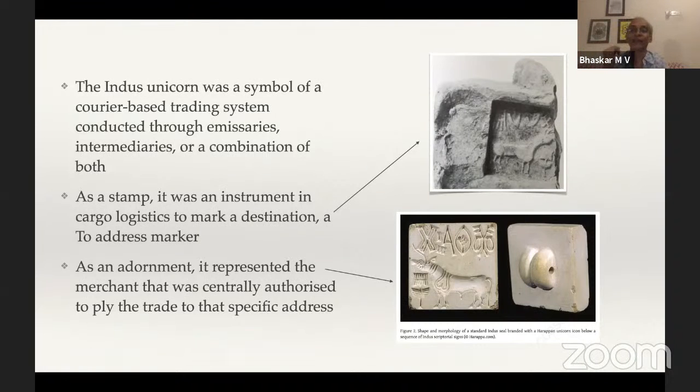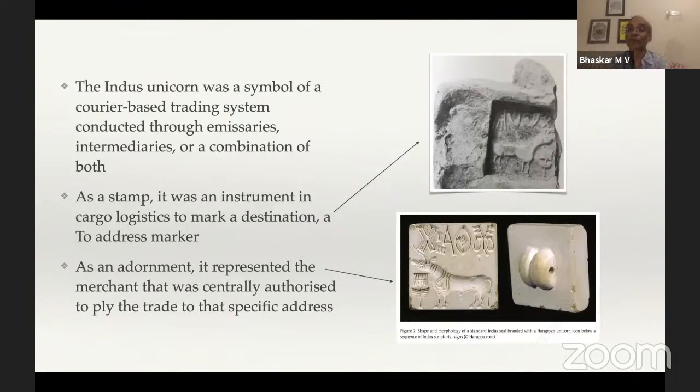So they pictorially represent the destination, Uruk or any destination X, with an animal, and the most frequent animal that represents an address turns out to be the unicorn in Indus. And this is all my hypothesis. We will deconstruct this hypothesis and try to find out whether it holds water, and if it does, how far? If it doesn't, why? And so on and so forth.